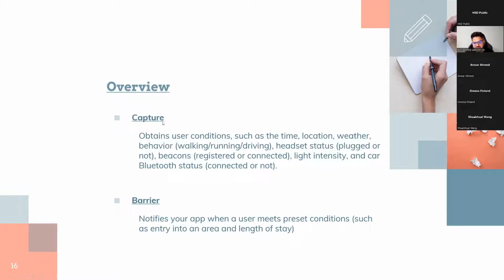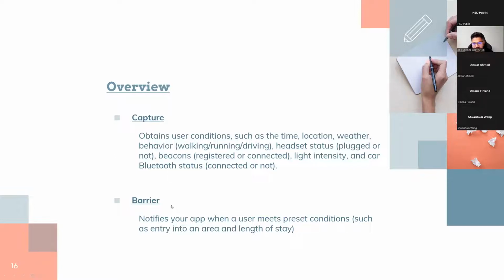One is the capture. As I said, you can opt in to different conditions of the user, and not only the user, but also time, location, weather, and the status of your headsets. You can opt in to this, and also create a barrier. You can set a barrier like a geofence. You can set certain positions in the location, and whenever a user enters that location, you can notify the user with some of your actions.